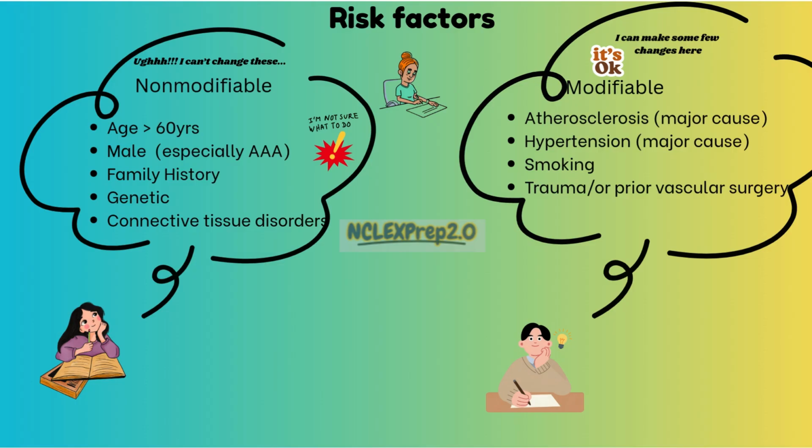The risk factors that are within our control include the most common cause, being the weakening of the walls of the artery from plaques or atherosclerosis, and hypertension. Those are the main modifiable risks for aneurysms, atherosclerosis and hypertension. Other modifiable factors include smoking, trauma from different sources.